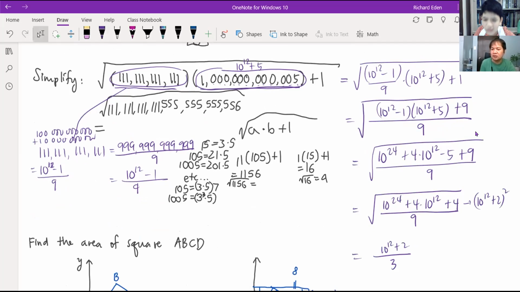And then, so ito mas madali nang isulat. 1 and then followed by 1, 2, 3, 4, 5, 6, 7, 8, 9, 10, 11. And then the 12th zero will become a 2 after adding 2 and then divide by 3. And then you're going to end with the answer that you came up with. Opo. All right.